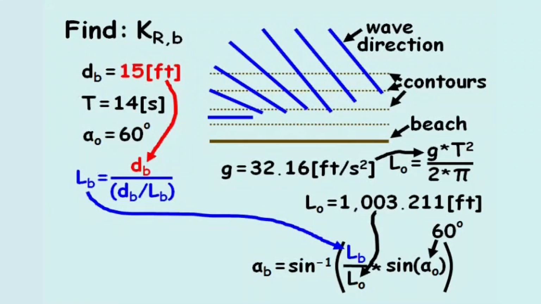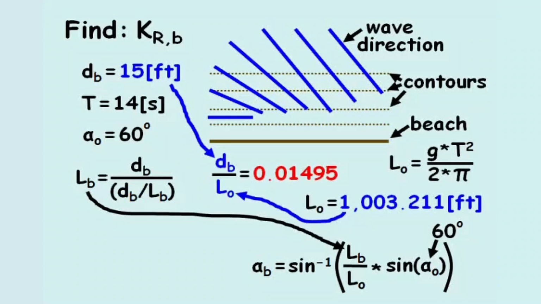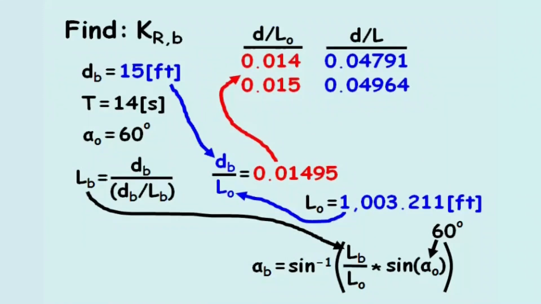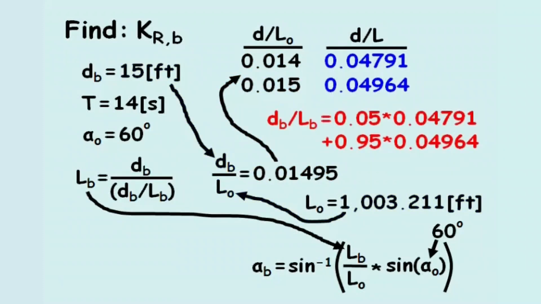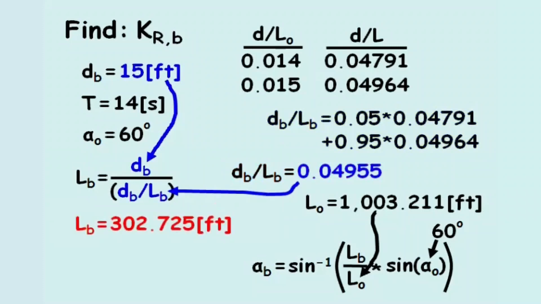The term dB over LB can be determined by knowing the value of dB over L naught, which equals 0.01495. Next, we'll enter the tables between 0.014 and 0.015 and interpolate on a line between the corresponding values of d over L, which is the same as dB over LB since we're dealing with the breaking condition, and it equals 0.04955. This makes the wavelength at breaking condition equal to 302.725 feet.